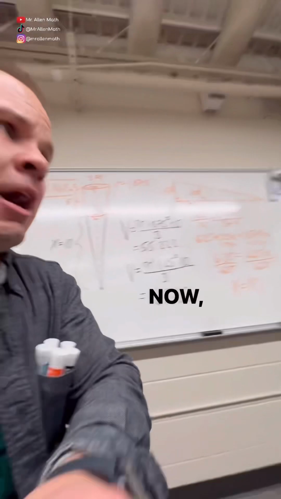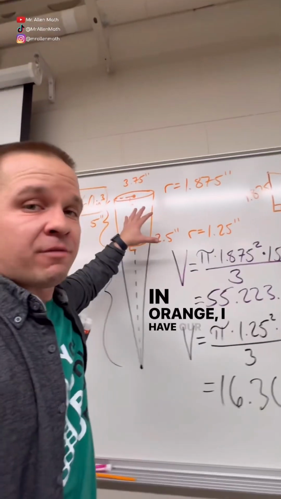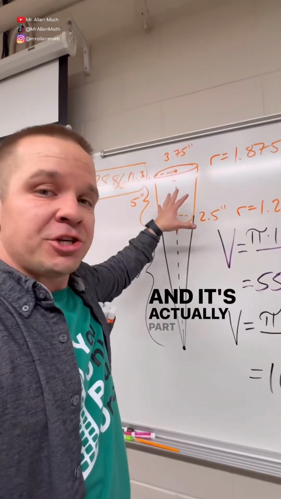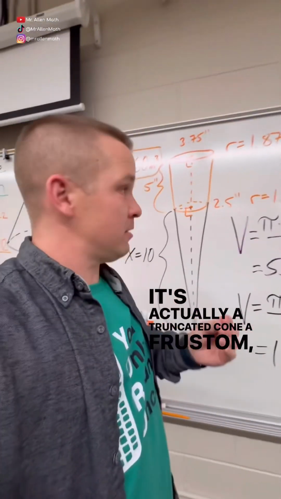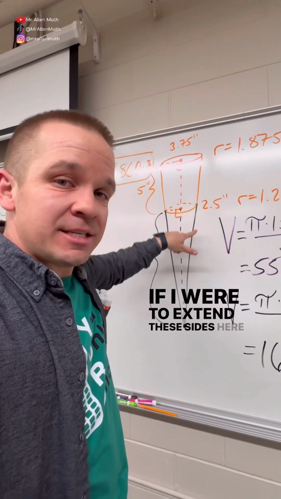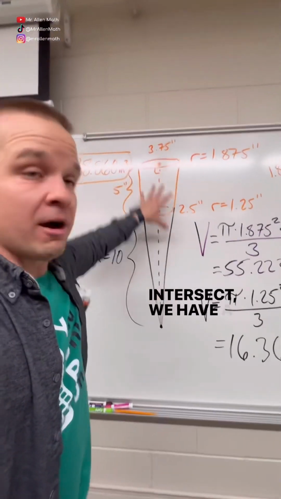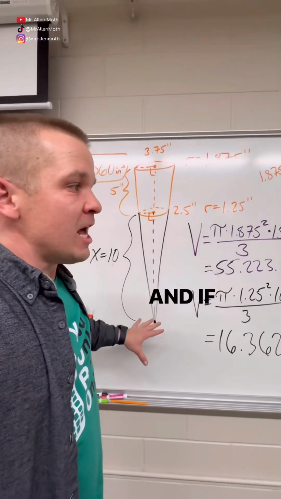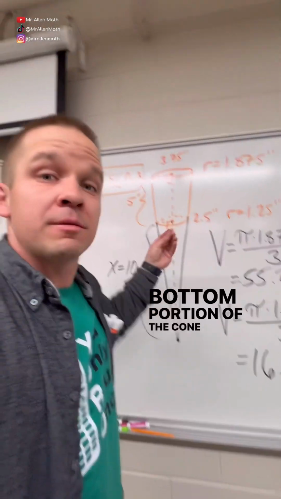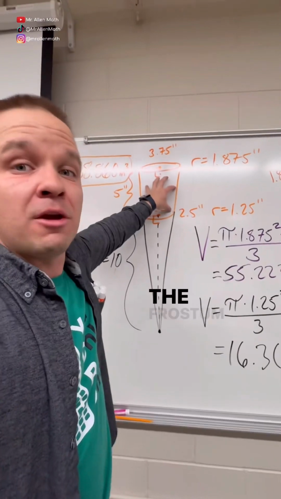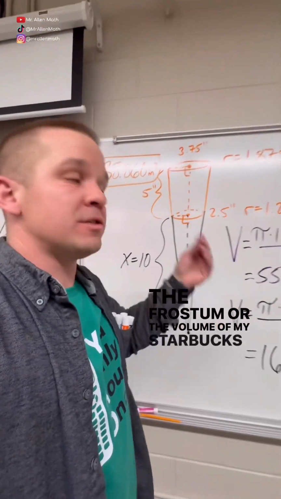Now up here on the board, in orange, I have our Starbucks cup, right? And it's actually part of a cone, okay? It's actually a truncated cone or a frustum, okay? If I were to extend these sides here down until they intersect, we have a really long skinny cone, right? And if I can get the entire volume of this cone and then this bottom portion of the cone, subtract them, I'd be left with the frustum or the volume of my Starbucks cup.